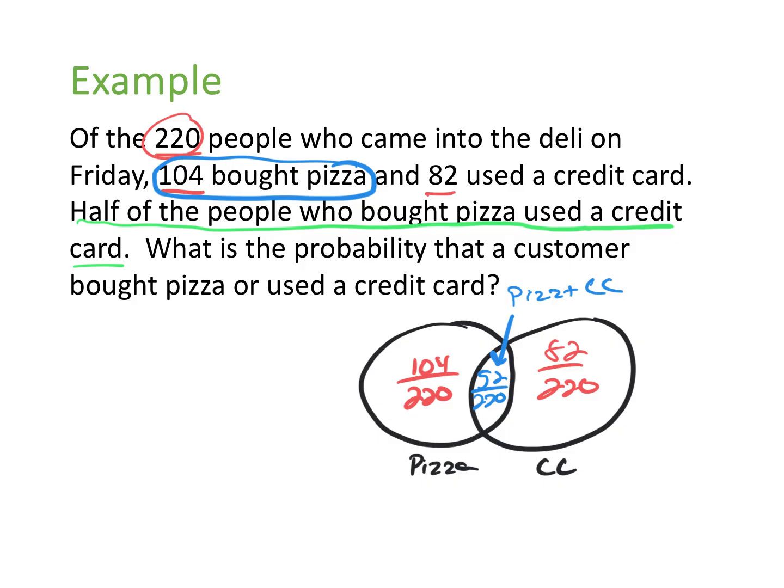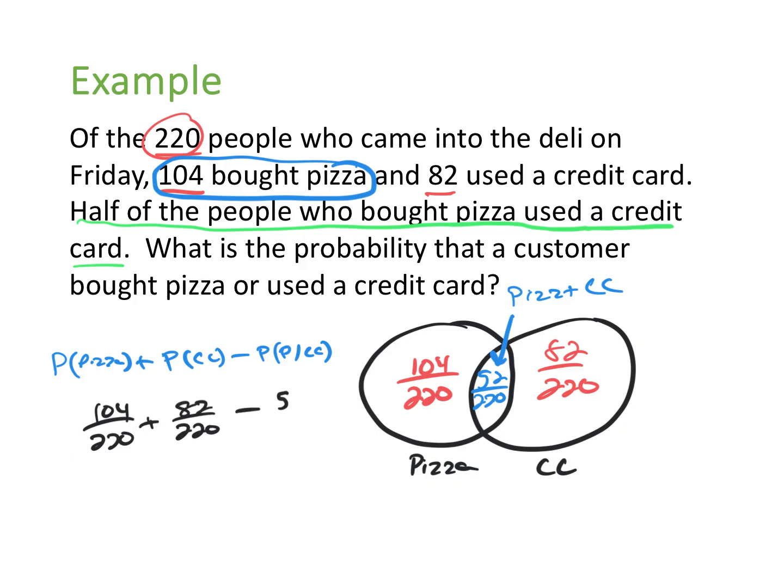So if we set this up, our formula is that we take the probability of pizza plus the probability of people who used a credit card, and we're going to subtract out that little intersection of the probability of pizza and used a credit card. Probability of pizza was 104 out of 220. Probability of credit cards was 82 out of 220, and we're going to subtract out the intersection of the 52 people. If we do this on our calculator, you get a total of 134 out of 220, which reduces to a 67 out of 110 chance probability.